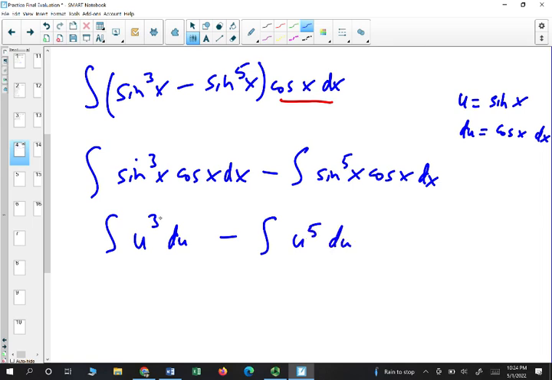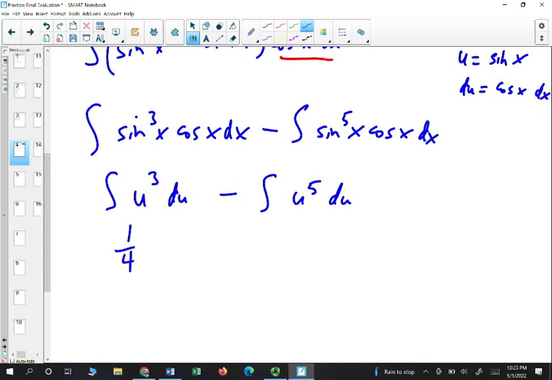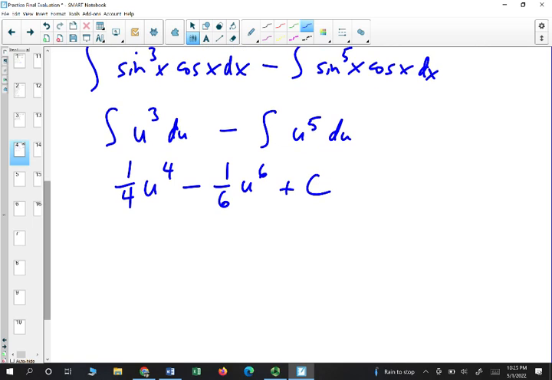So that means if we increase the power, we would have 1/4 u to the 4th minus 1/6 u to the 6th. Now just replace your u. So we have 1/4 sine to the 4th x minus 1/6 sine to the 6th x plus c.